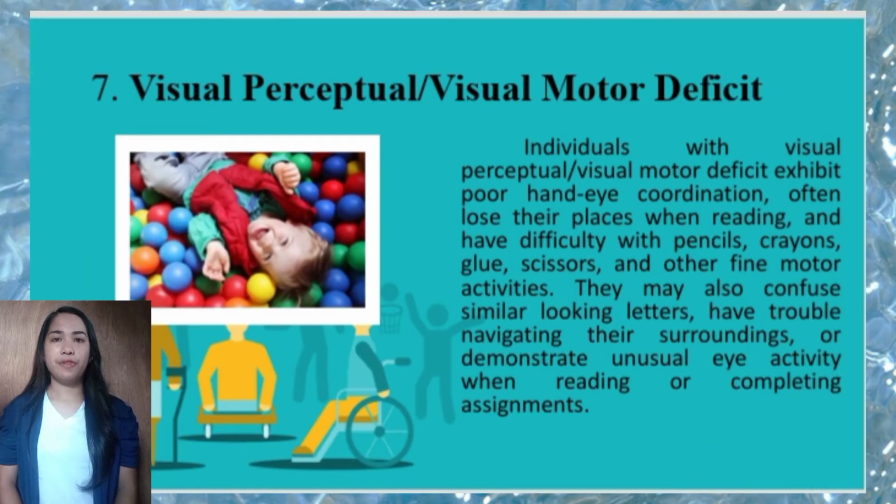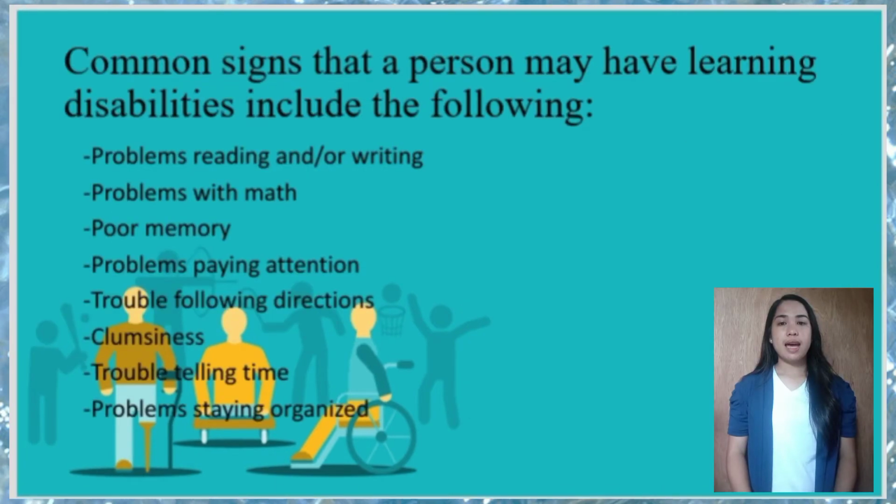Visual perceptual or visual motor deficit. Individuals with visual perceptual or visual motor deficit exhibit poor hand-eye coordination, often lose their place when reading, and have difficulty with pencils, crayons, glue, scissors, and other fine motor activities. They may also confuse similar-looking letters, have trouble navigating their surroundings, or demonstrate unusual eye activity when reading or completing their assignments.